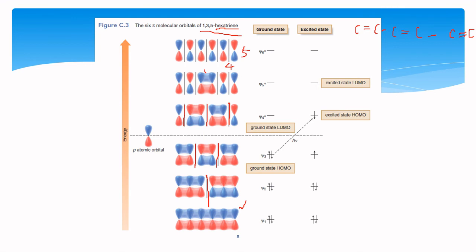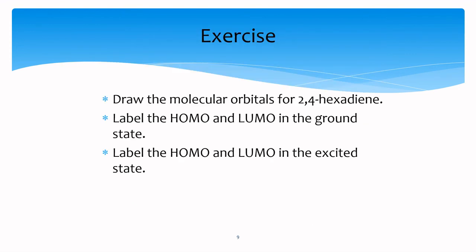Okay, please take a look at the ground state. The HOMO is this orbital because the electrons are filled up to this highest level. And then the LUMO is this orbital. And then in the excited state, one of the electrons will jump to the next orbital, and this is now the new HOMO, and the next orbital is the new LUMO.